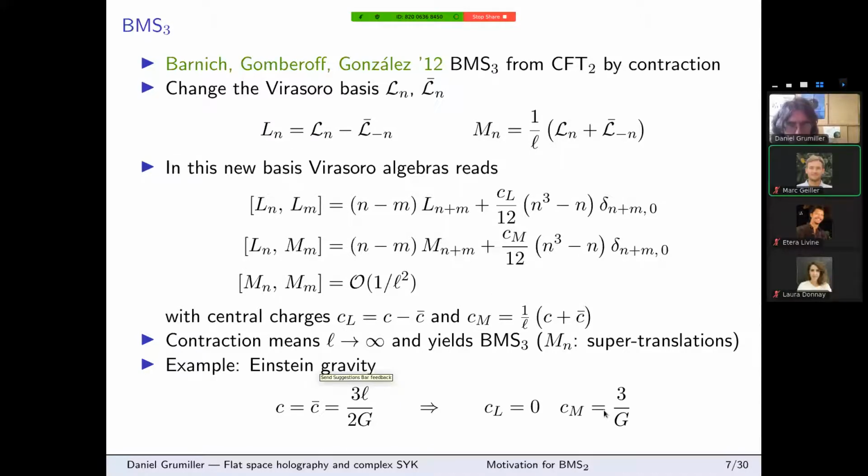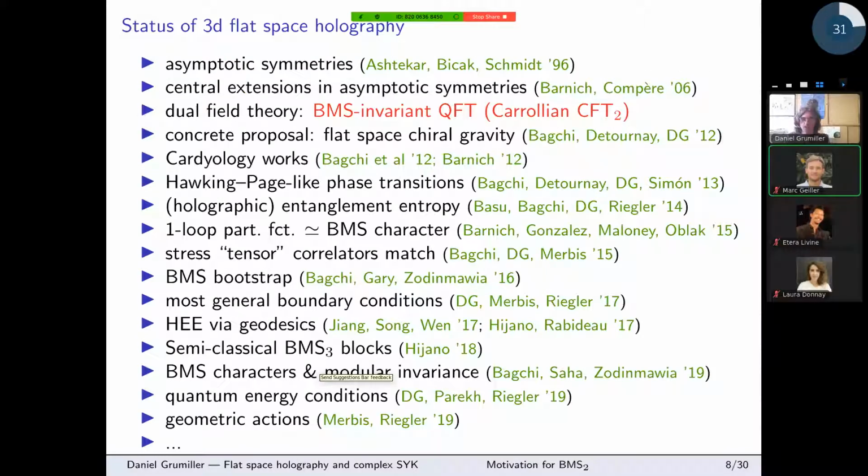So on the next slide, which I'm not going to discuss in detail, I just mention some historically important papers, like this first one by Ashtekar and collaborators, and the second one by Glenn and Geoffrey, and also some examples of developments and checks of holography that were achieved in the last decade. So this is just to show you that there was a lot of development of flat space holography in 3 dimensions in the past decade, and this is still an ongoing research subject.